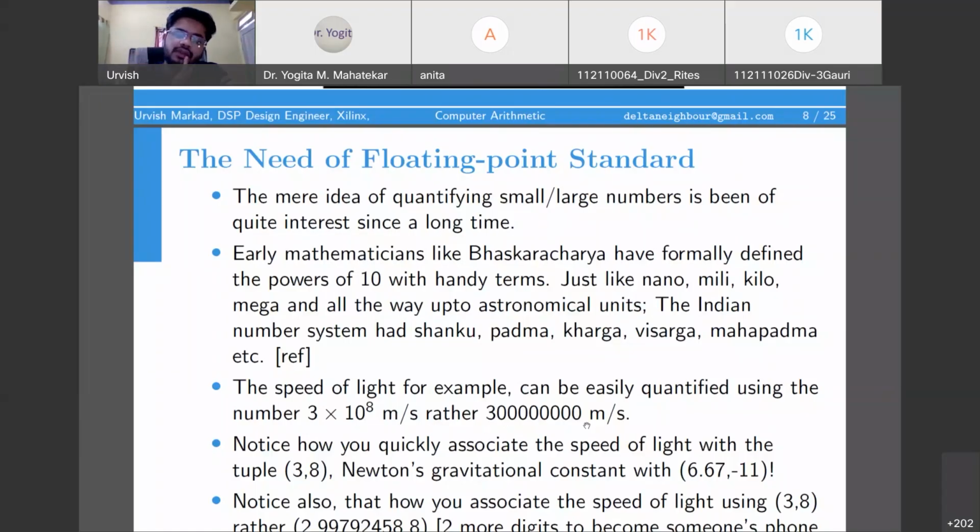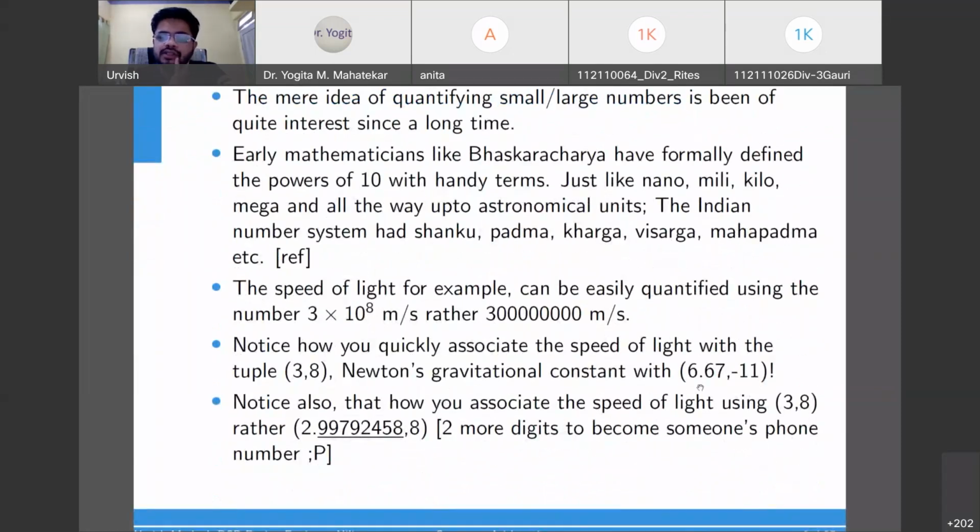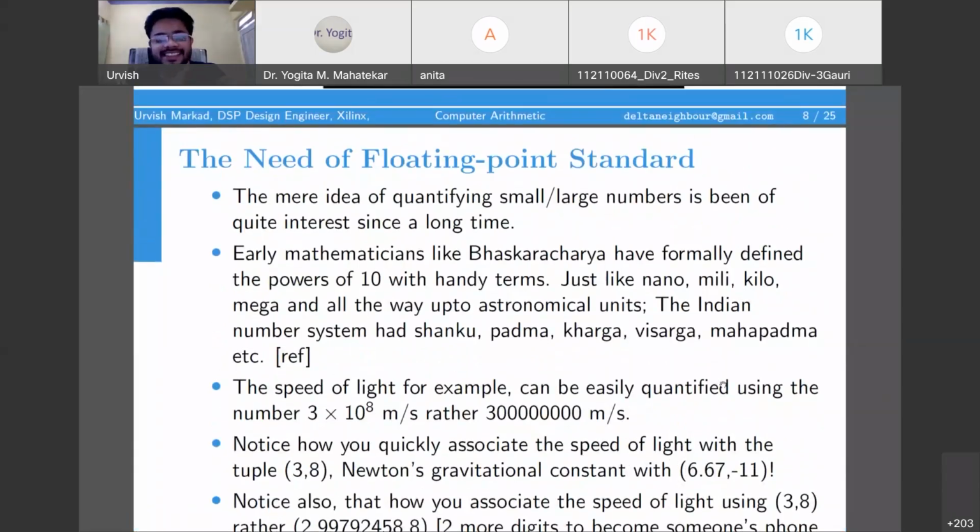Because if you were to represent numbers just the way they are, imagine writing Newton's gravitational constant, which is 6.67 into 10 raised to minus 11. You'll have to see each and every decimal place and count them. That would be very erroneous.